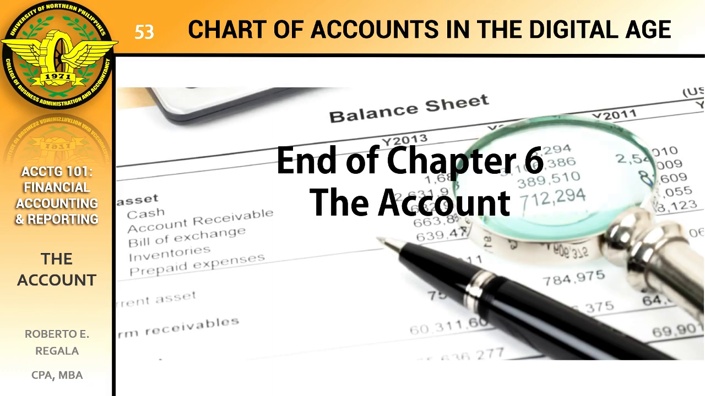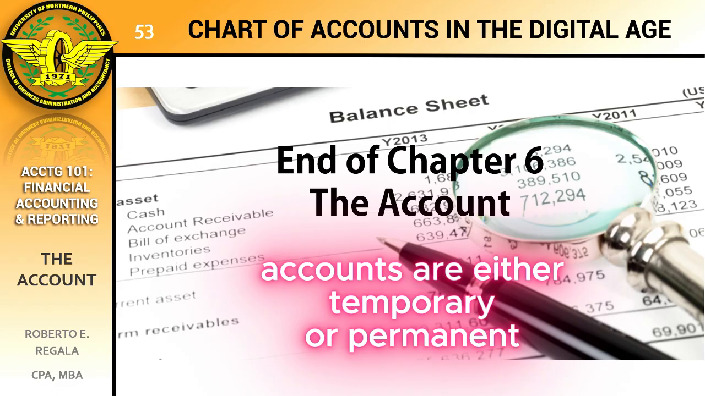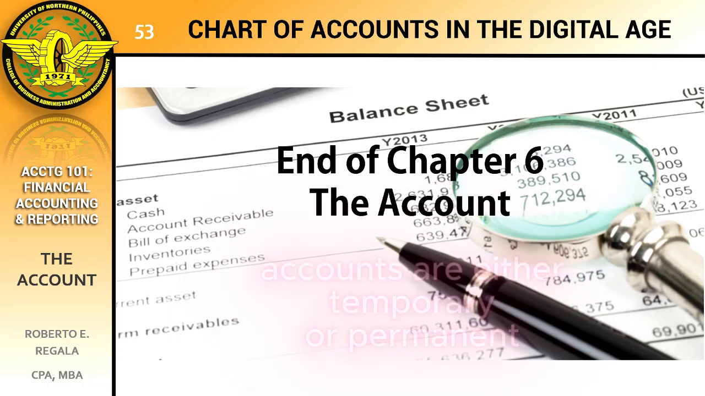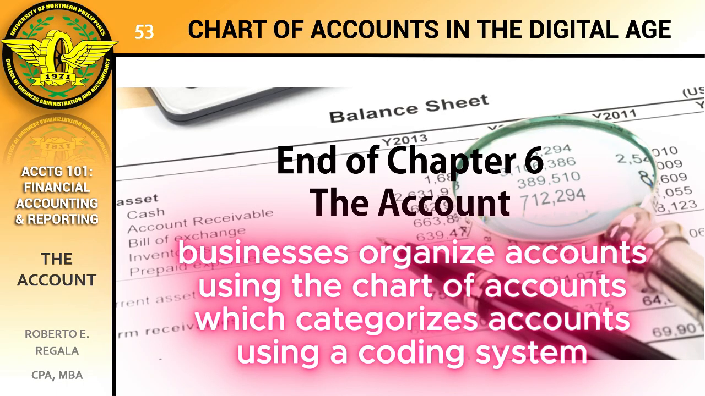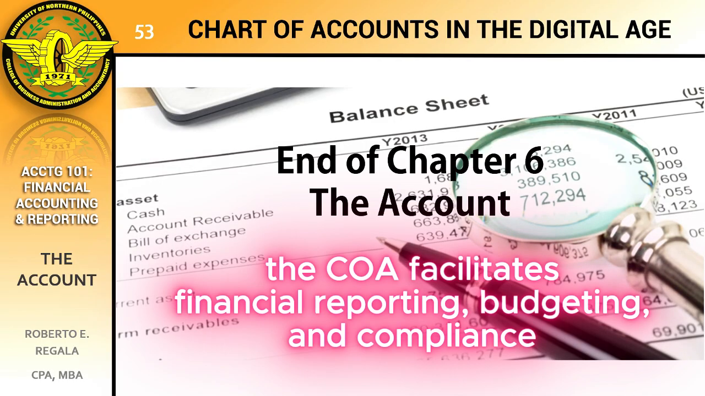There it is. Chapter 6, all about the account, the basic units for recording financial transactions. Accounts are categorized as temporary, used for measuring performance and reset each period, or permanent, used for showing financial position and carrying balances forward. The account balance, which is the difference between debits and credits, is continuously updated through the running balance. Businesses organize accounts using a chart of accounts, which categorizes accounts into assets, liabilities, equity, revenue, and costs, using a coding system. The chart of accounts facilitates financial reporting, budgeting, and compliance.